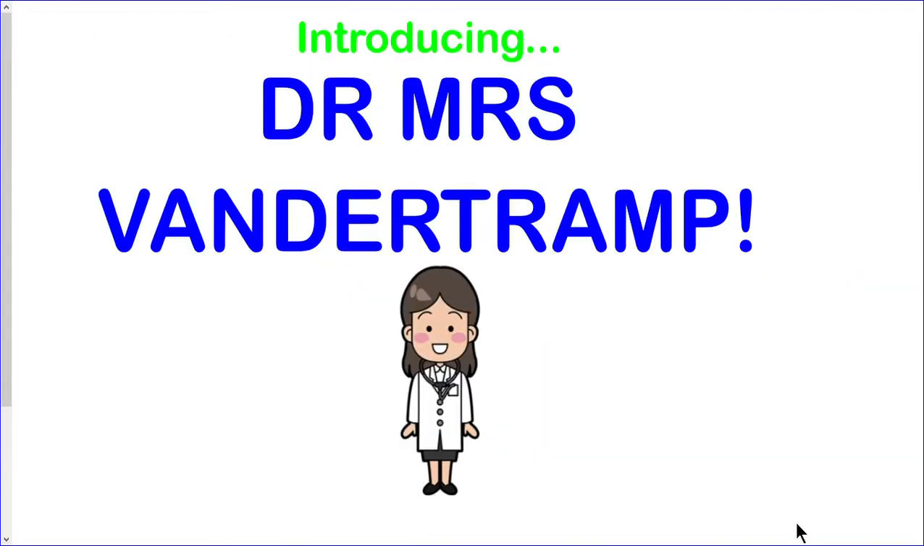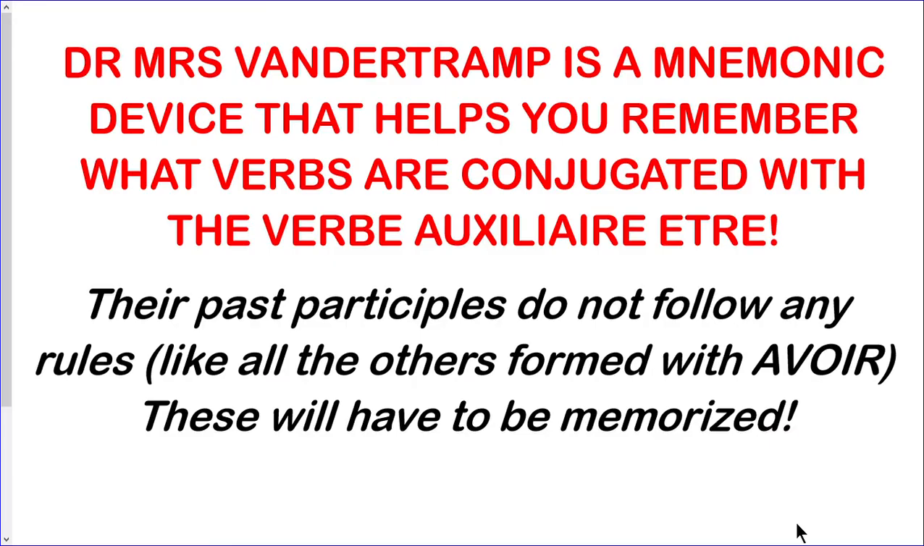Introducing Dr. Mrs. Vandertramp. Dr. Mrs. Vandertramp is a mnemonic device that helps you remember what verbs are conjugated with the verbe auxiliaire être. Their past participles do not follow any rules like all the other ones formed with avoir. You remember, like all ERs, é with an accent, all IRs are an i, all REs are a u. These again will have to be memorized.